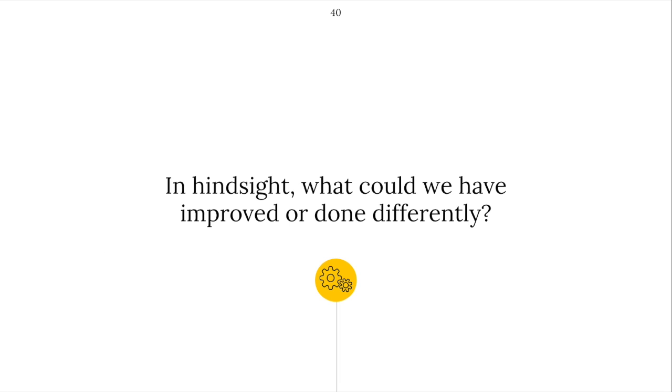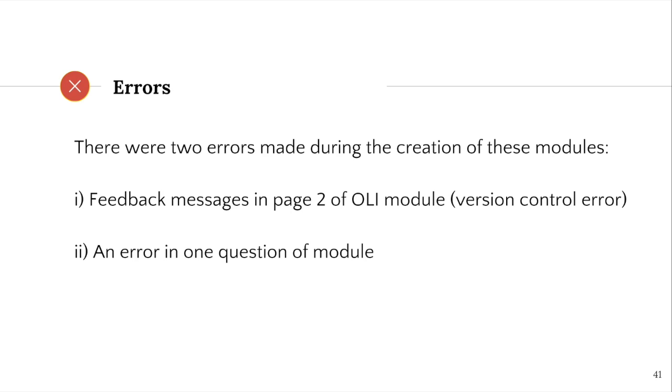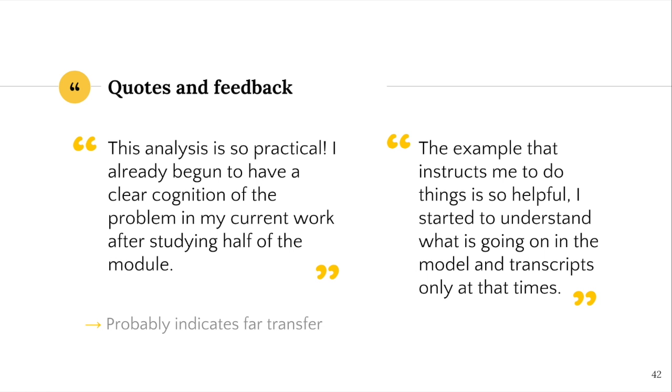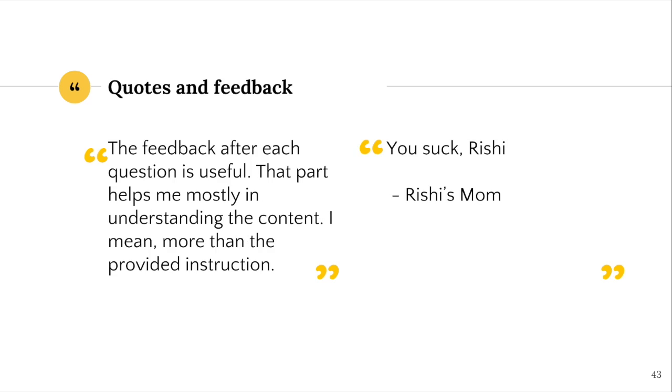And in hindsight, what could we have done differently? As discussed earlier, there were a couple of errors. So in page 2 of our OLI module, there are some errors with feedback messages, and there's an error in one question of the module, which I would like to fix later on. And some general quotes and feedback from our users. Our users really liked the way our course was structured. They could see why each section was relevant and how it all tied in together towards the end. Most of the feedback was positive. Some feedback was kind of negative.